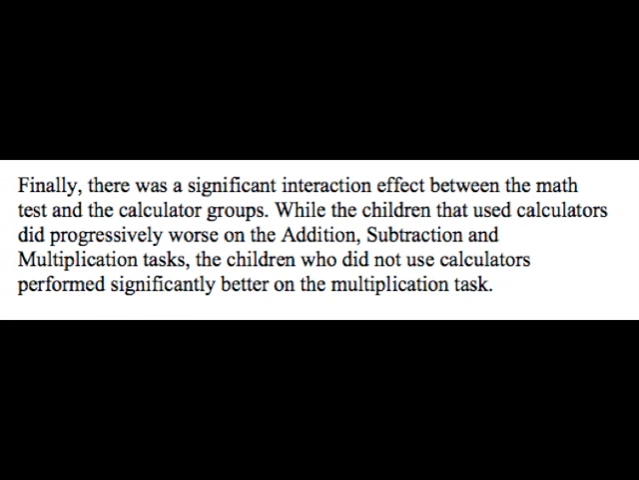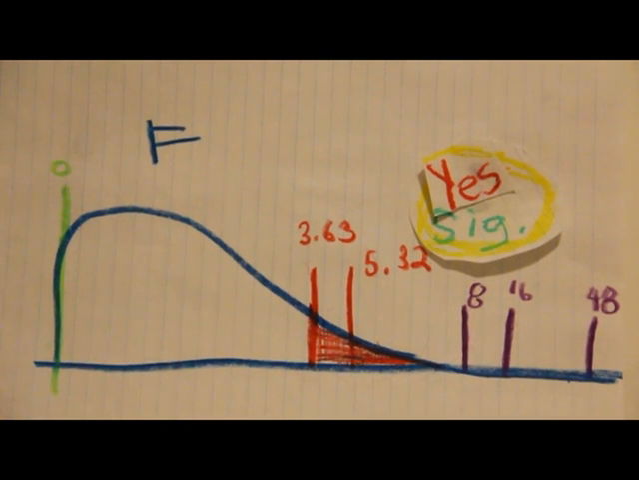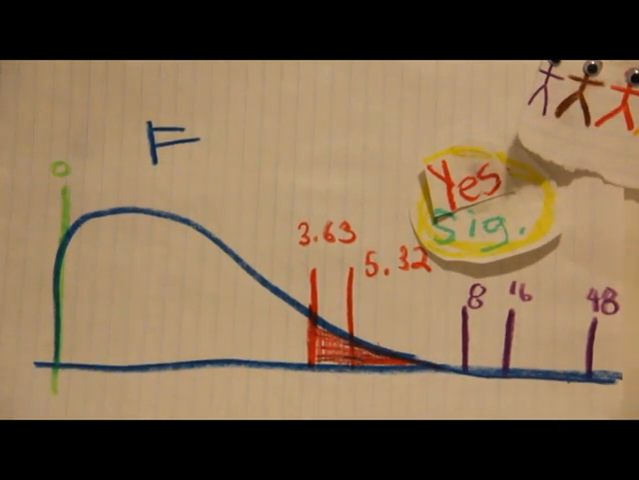Finally, there was a significant interaction effect between the math test and the calculator groups. While the children that used calculators did progressively worse on the addition, subtraction, and multiplication tasks, the children who did not use calculators performed significantly better on the multiplication task. So, to conclude, if Howell wanted his daughter to be able to perform multiplication in her head, maybe he shouldn't have bought her that fancy calculator.